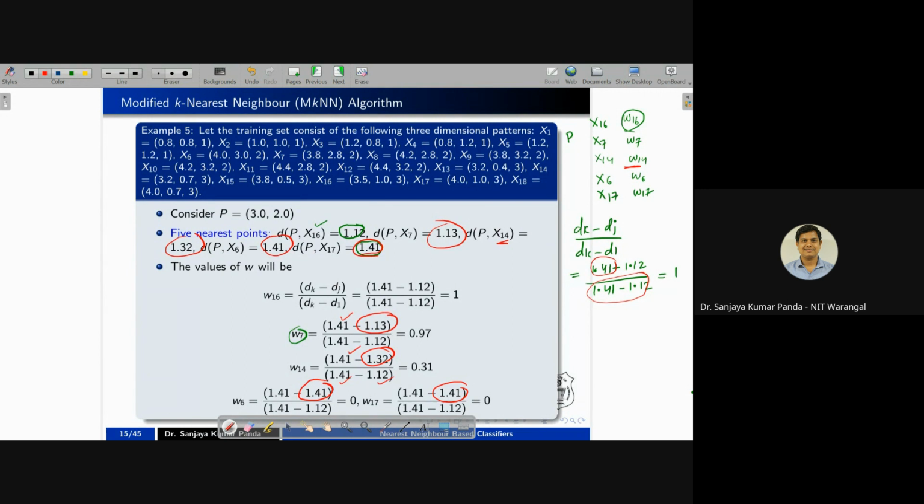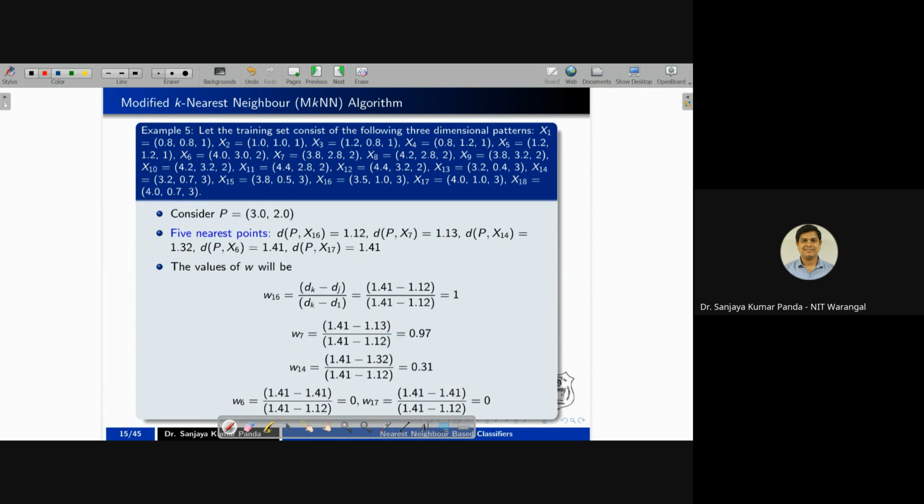What we are doing in this case, let me clear this one. W16 is 1, W7 is 0.97, W14 is 0.31, W6 is 0, and W17 is 0. So what is the class level of W16? W16 class level is 3. So I'm writing here, let's say 3. What is the class level of W7? W7 means it is X7, okay? So it is 2.